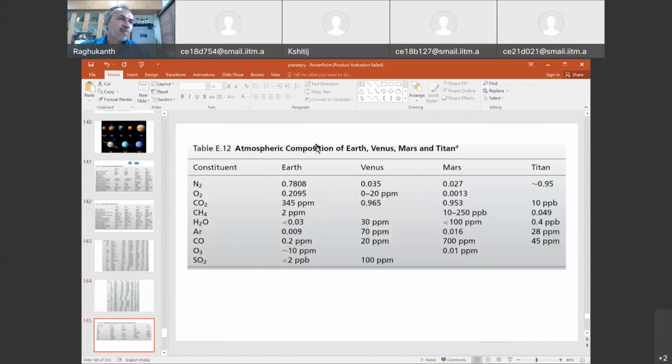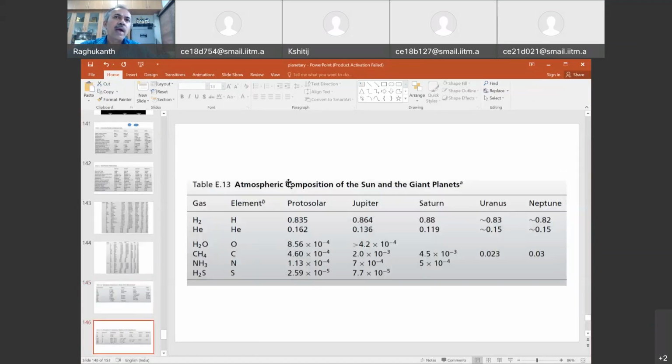Now the atmospheric composition, so this is also very well known. Like these are the terrestrial planets, like Earth is nitrogen, then oxygen, carbon dioxide, methane, water, argon, carbon monoxide, ozone, and then sulfuric acid, basically. Okay, so this is also known. But the most important thing you please see here is Venus actually. The SO2, the sulfur, is extremely high actually, and this is responsible for the very high temperature for Venus also.